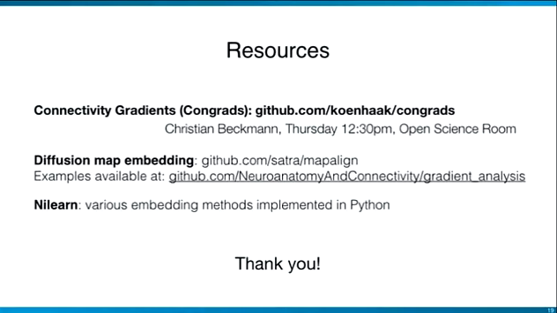Diffusion map embedding, which has been on GitHub for a bit longer, and it's the one that we've been using in my group, is available through Satra's GitHub account. There's the repo, mapalign, and some examples of how to use that are available at this URL here. And of course, NiLearn has numerous methods based on scikit-learn for embedding of connectivity data implemented in Python that I can highly recommend.